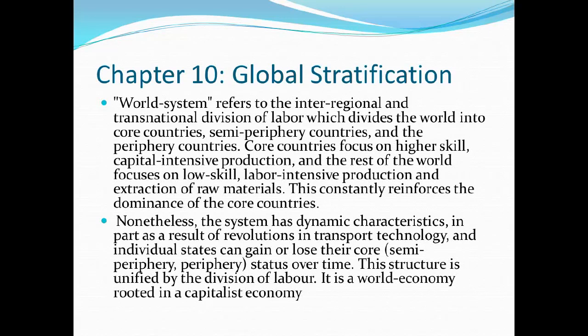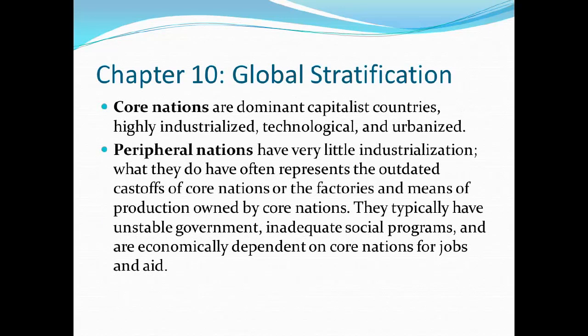The structure is unified by the division of labor. It's a world economy, they say, rooted in a capitalist economy. So be definitely familiar with world system theory. Core nations are dominant capitalist countries, highly industrialized, technological, and urbanized. The peripheral nations have very little industrialization. What they do have often represents the outdated cast-offs of core nations or the factories and means of production owned by the core nations. They typically have unstable government, inadequate social programs, and are economically dependent on the core nations for jobs and aid.